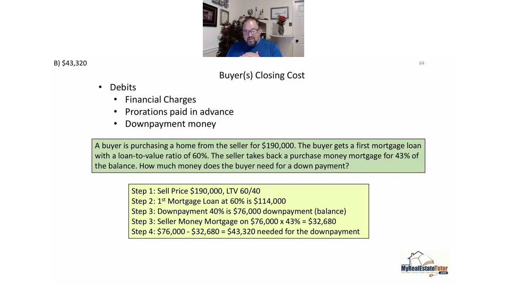So that takes care of my down payment. I'm going to borrow 114,000. Okay. So what I got to bring to closing is 43,320. Everybody see that? Okay. Versus if the seller didn't do any financing at all, they'd have to bring 76,000. So basically what the buyer's doing is financing 60% of one loan and 43% of the seller purchase money mortgage, and basically has to bring in the difference as down payment, 43,320.